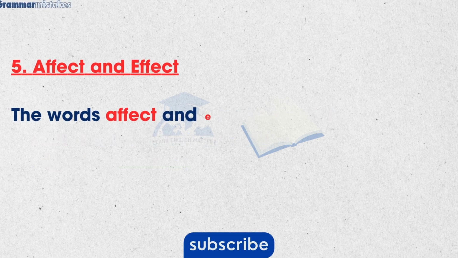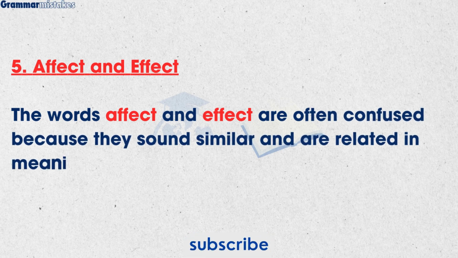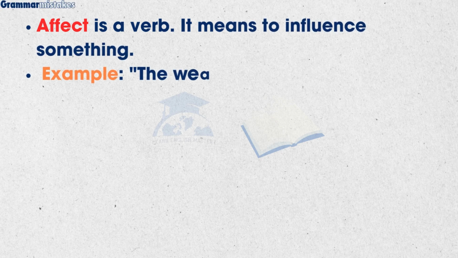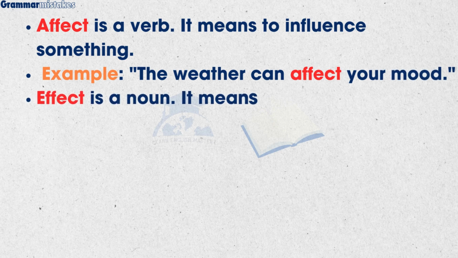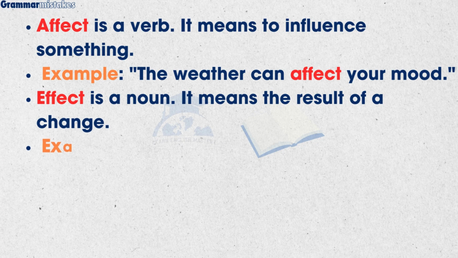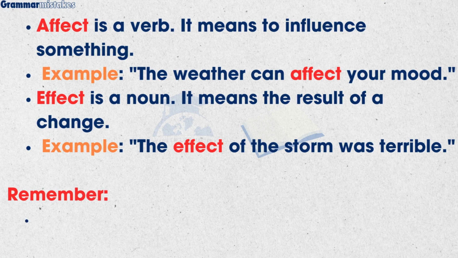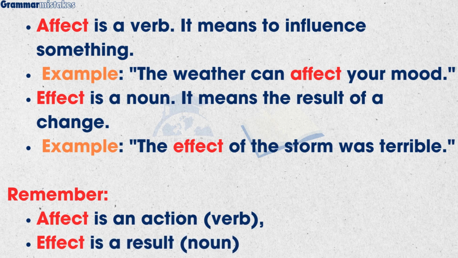5. Affect and effect. The words affect and effect are often confused because they sound similar and are related in meaning. Affect is a verb. It means to influence something. Example, the weather can affect your mood. Effect is a noun. It means the result of a change. Example, the effect of the storm was terrible. Remember, affect is an action, verb. Effect is a result, noun.